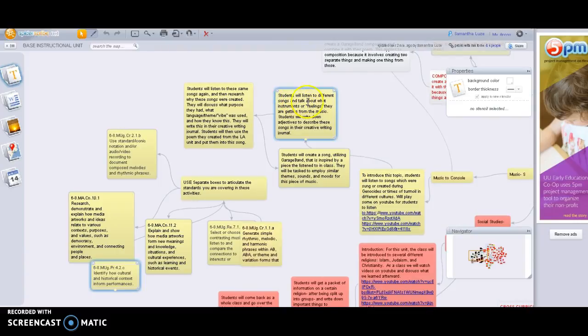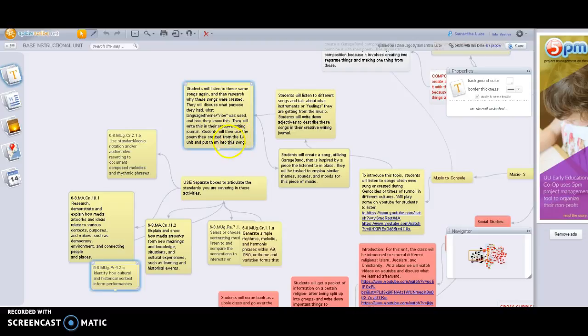The next thing they'll do is listen to these different songs and talk about instruments they can hear in it or feelings that they're getting from the music. The students will write down adjectives and describe what they're seeing and feeling from that song in their creative writing journal. Then they will listen to the same songs again on a different day and research why those songs were created, or what kind of purpose they had, language, theme, and vibe, which is similar to what they're doing in the language arts part of this unit. They'll write that also in their creative writing journal.